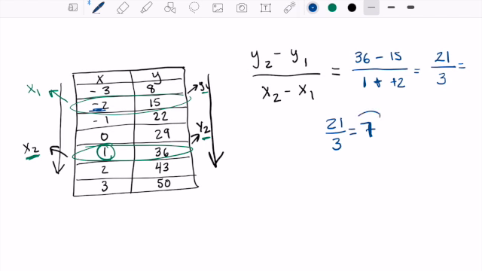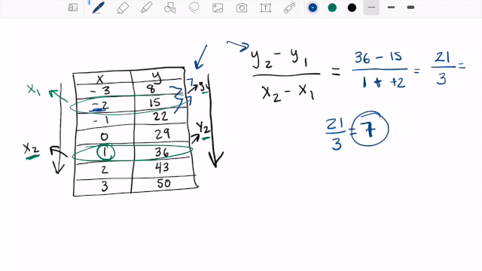Now, a couple of ways to just make sure that I'm correct here. Notice that my points go from 8 to 15. That's an increase of 7. 15 to 22, that's an increase of 7. That's finding my slope. That's the easy shortcut way. This is the mathematical way.